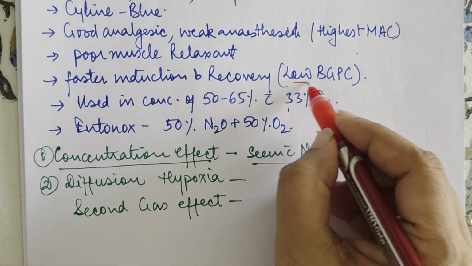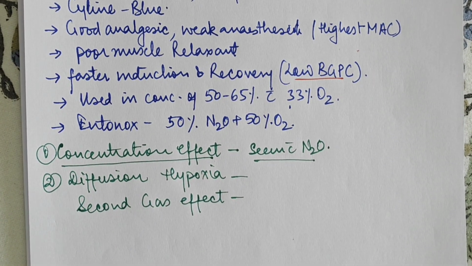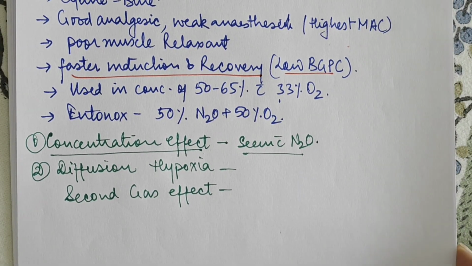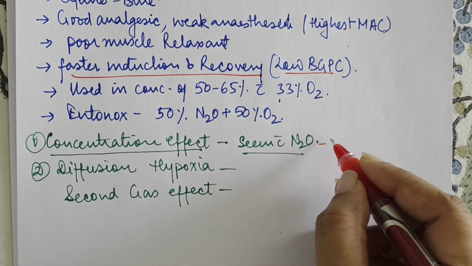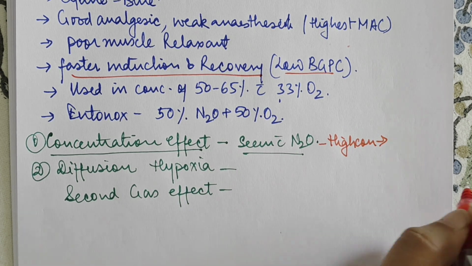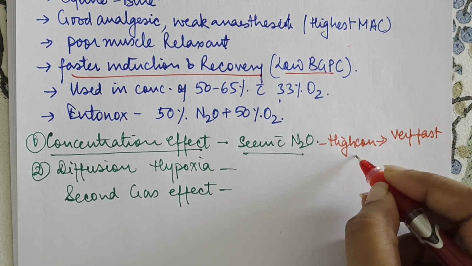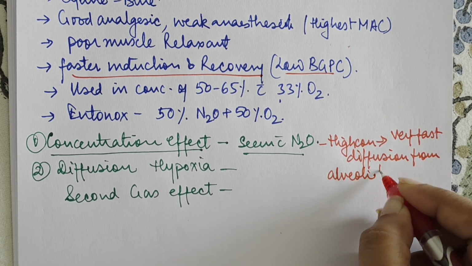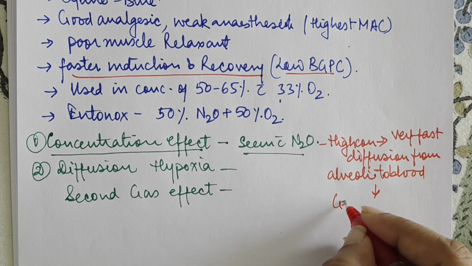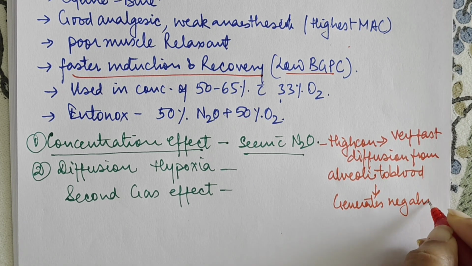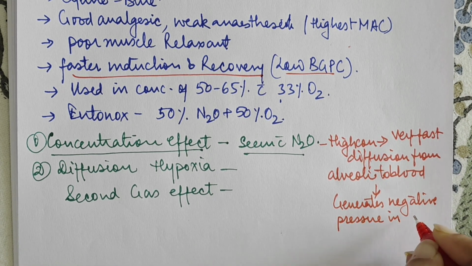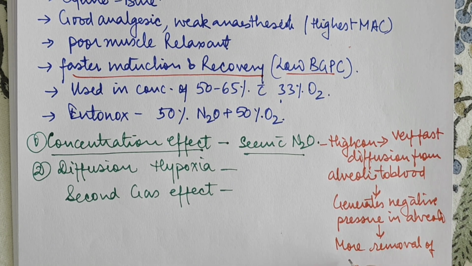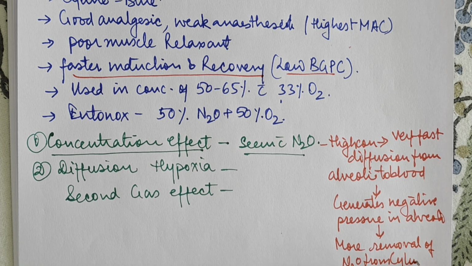Now N2O has a very low blood gas partition coefficient. That means it is very highly soluble in blood, right? And so it is very fast. It has a faster induction and faster recovery also. Now what happens is when N2O is given in very high concentrations, since it is very fast, diffusion occurs from the alveoli to the blood, right? This generates negative pressure in the alveoli, which causes more removal of N2O from the cylinder. So this is the concentration effect.